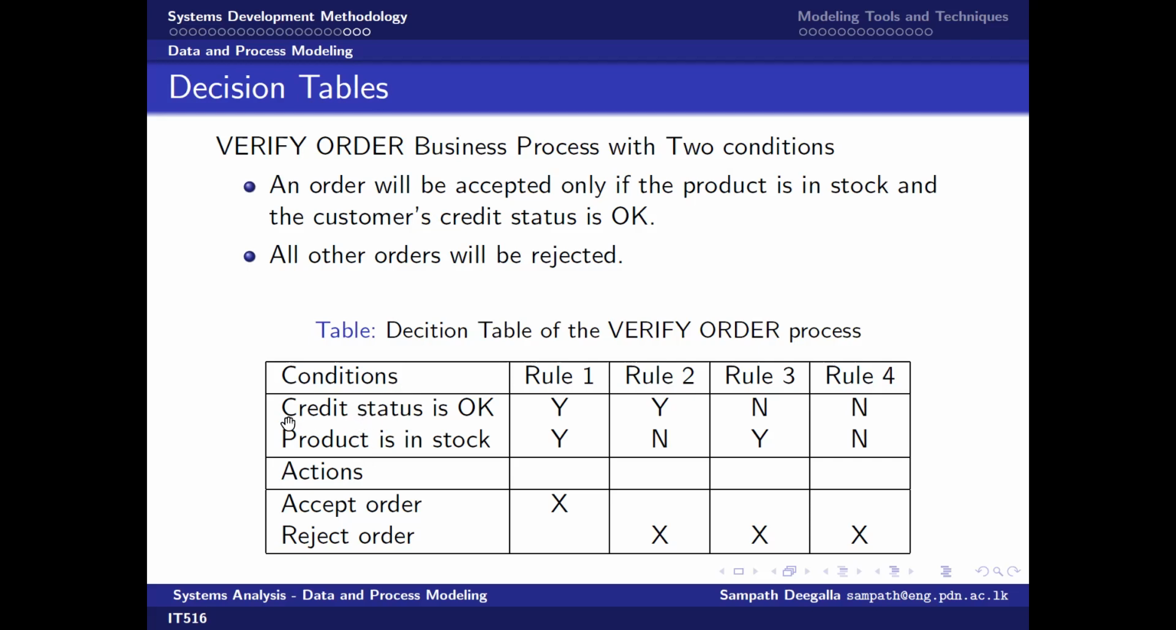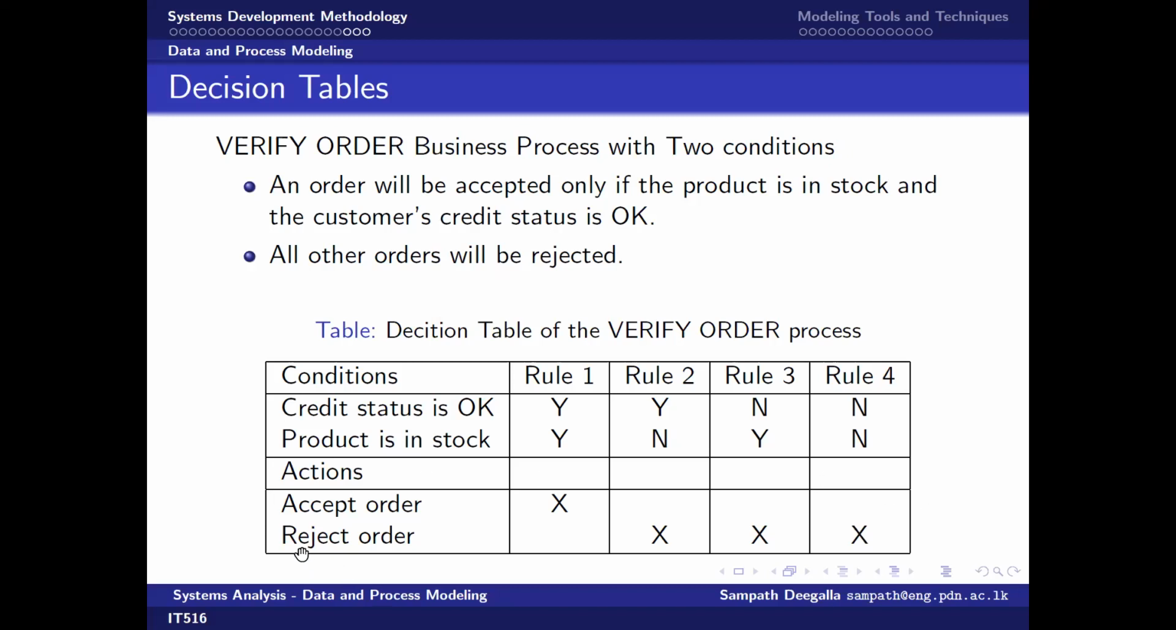The conditions are, we can say, credit status is okay. The other one is product is in stock. So when you put it like this, there could be 4 situations. That means you can answer yes, yes, yes, no, no, yes, no, no, and so on, like in a truth table. That means all possible combinations. So you can find out 4 possible rules when you have 2 conditions like this. So that's the first part of the decision table.